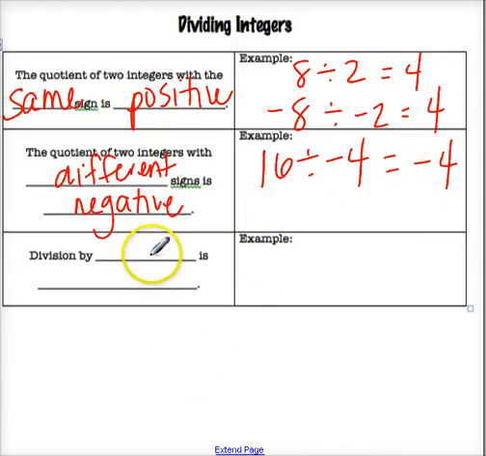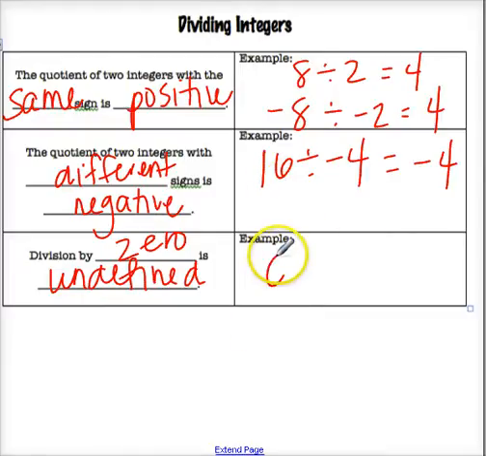Now, this one might be new for you. Anytime we multiplied something by 0, we got 0. However, if you ever divide by 0, your answer is undefined, and you will write this word out in your answer blank. Here's what I mean.